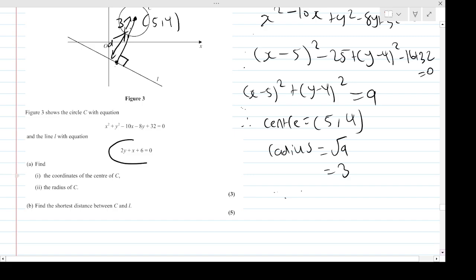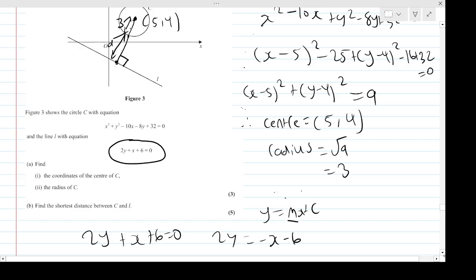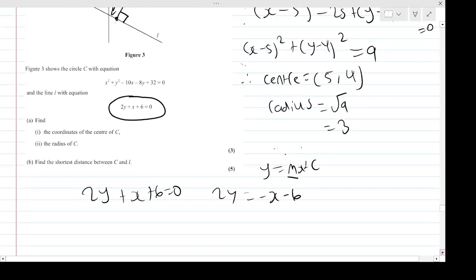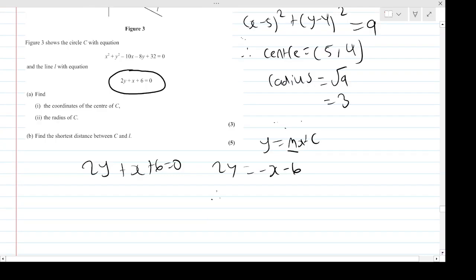Okay, but I also note it's a perpendicular, right? But I know the equation of the line, right? I can then work out the gradient of the line L here, and then almost like a perpendicular bisector, we can then compute the gradient of the perpendicular, right? So 2y plus x plus 6 is equal to 0. If I rearrange it to y equals mx plus c to get the gradient m, that would be 2y is minus x minus 6.